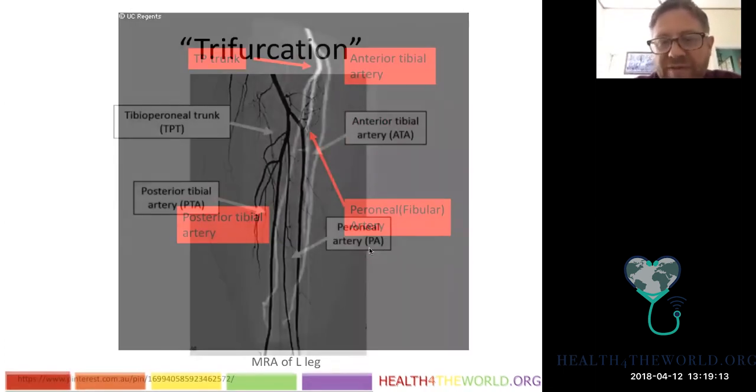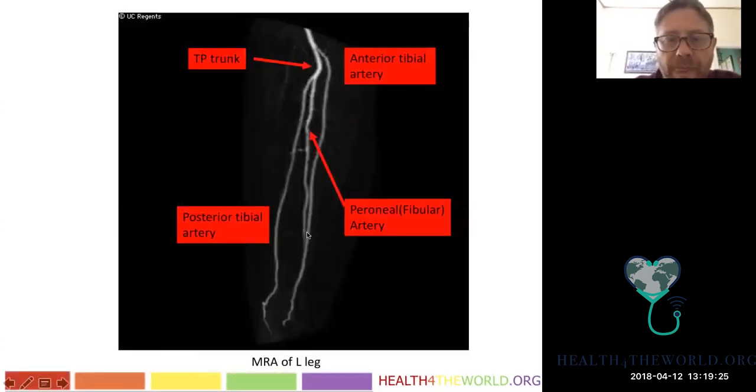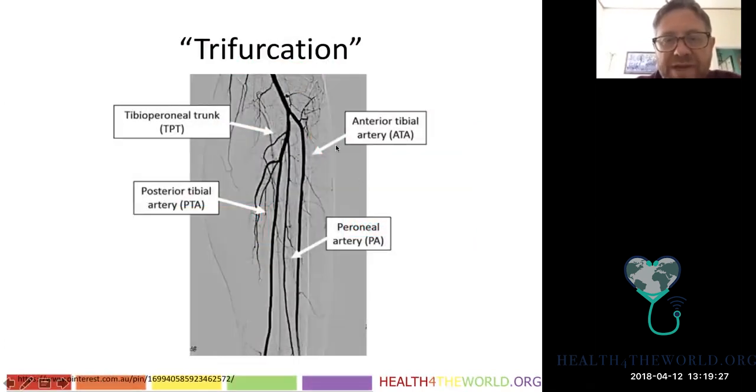So this is the three-vessel runoff. When people say there's a normal three-vessel runoff to the foot, they're talking about the anterior tibial artery, the peroneal artery, and the posterior tibial artery. Sometimes they'll call this the trifurcation because there's three vessels that are coming out.